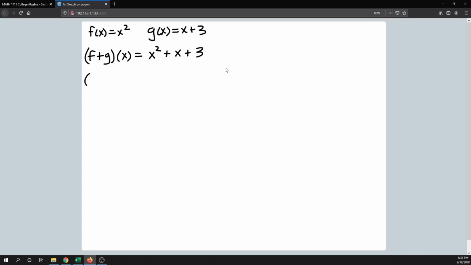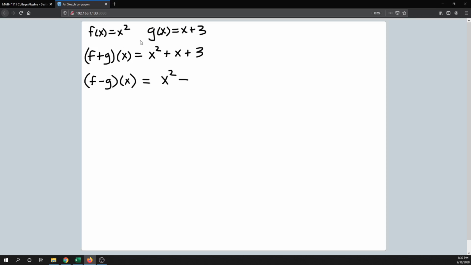All right, next up is f minus g. F minus g can be a little bit tricky for people sometimes. The formula for f minus g, as we saw in the previous slide, is just the formula for f of x minus the formula for g.